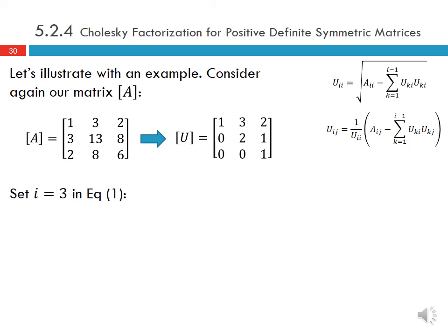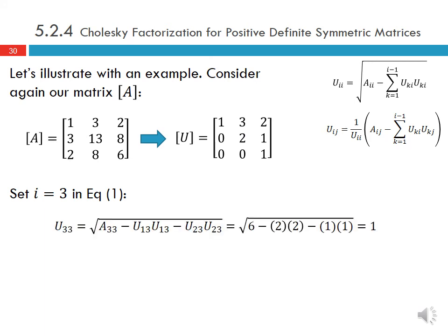Then we increment our I again and set I equals 3, and again use equation 1, where U33 is equal to the expression shown here. So now we have 2 elements of our sum coming into play, and this gives us 1, which is our last element here.